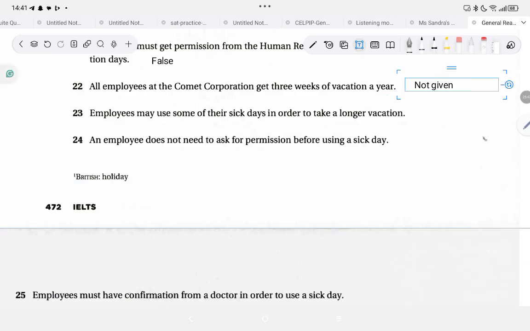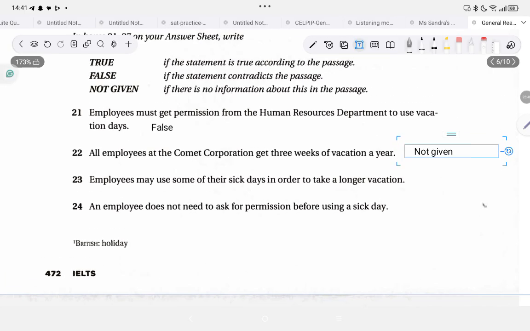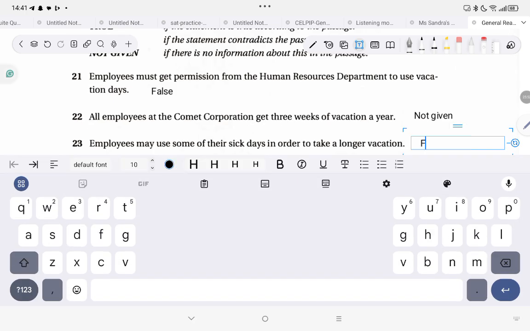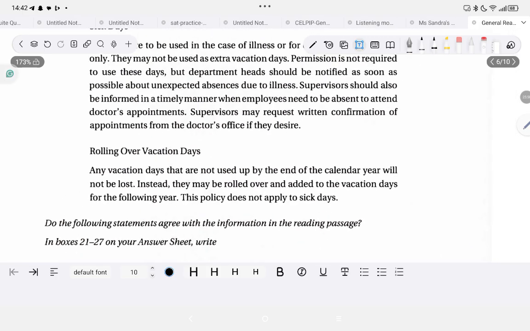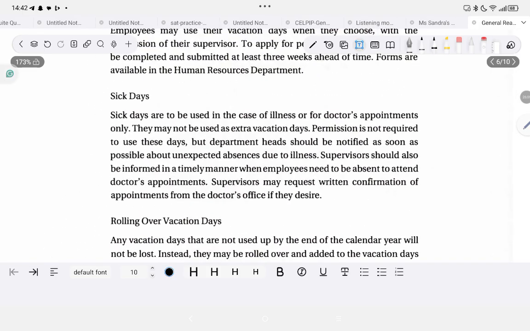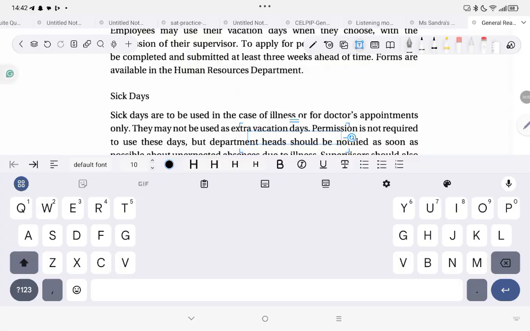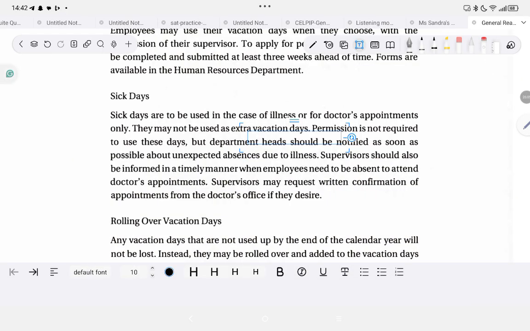Okay. Employees may use some of their sick days in order to take a longer vacation. This is false. In fact, it mentions it categorically that they cannot use it. It says here, they may not be used as extra vacation days.